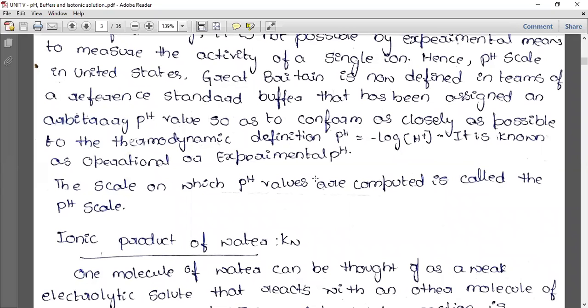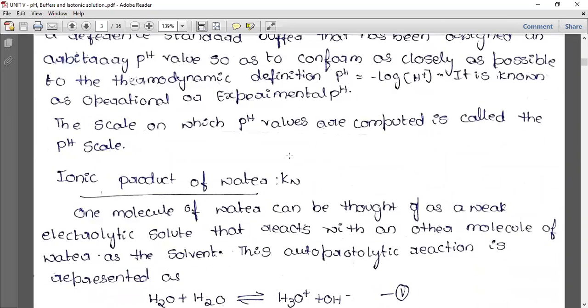So it's just an imaginary pH scale which we are assuming. This particular scale of pH which has the values, we are going to call the pH scale. There's a particular name for it, known as Sorensen's pH scale. We'll talk about that later and how it looks. Before that, we should know what is the ionic product of water. In general, we represent the ionic product of water as Kw.